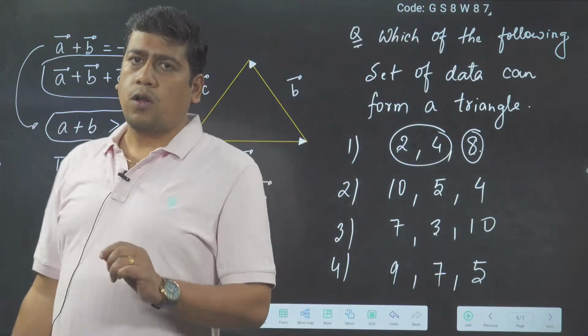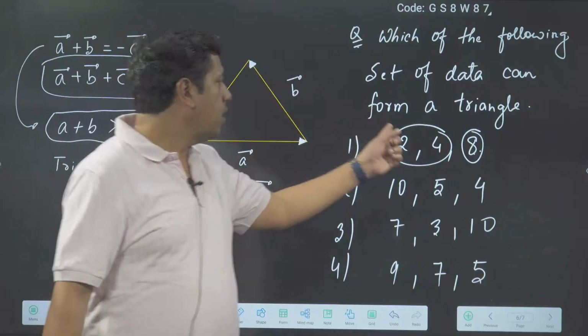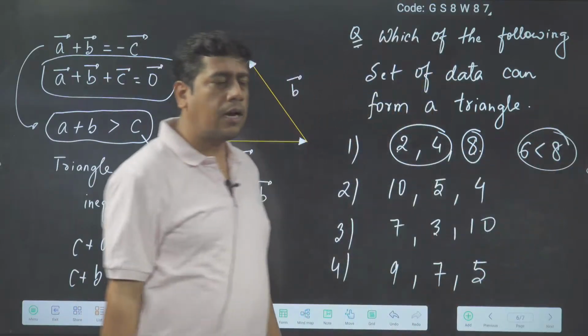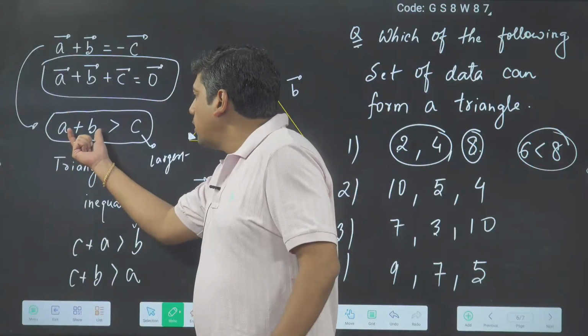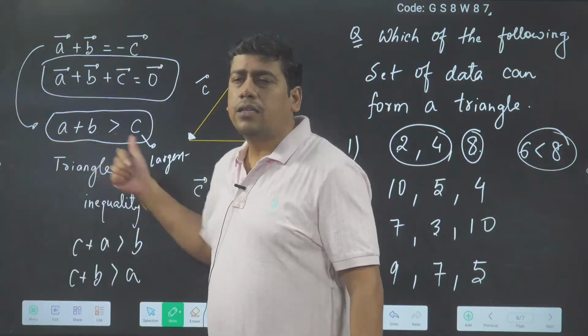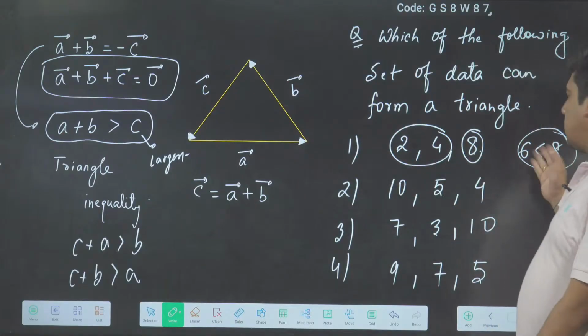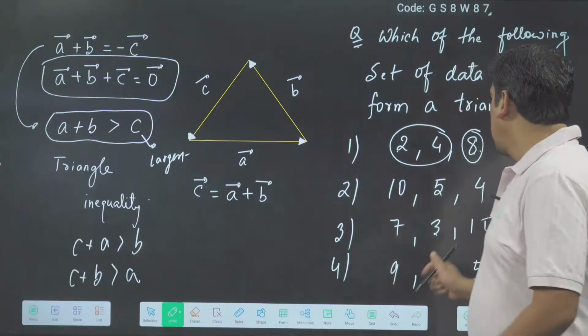2 plus 4, 6. Here 6 is less than 8. And what I said, it will form a triangle only when the sum of two sides will be more than the third side. Here the sum of two sides, 2 plus 4, 6, is less than the third side, means it is not forming a triangle.